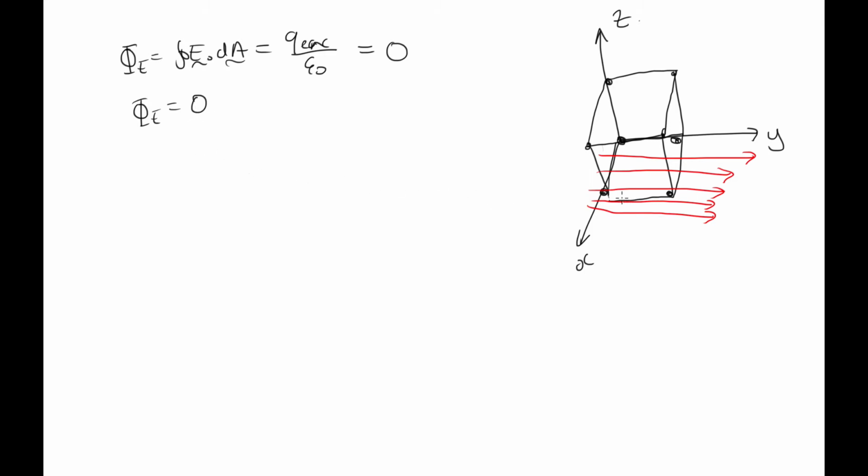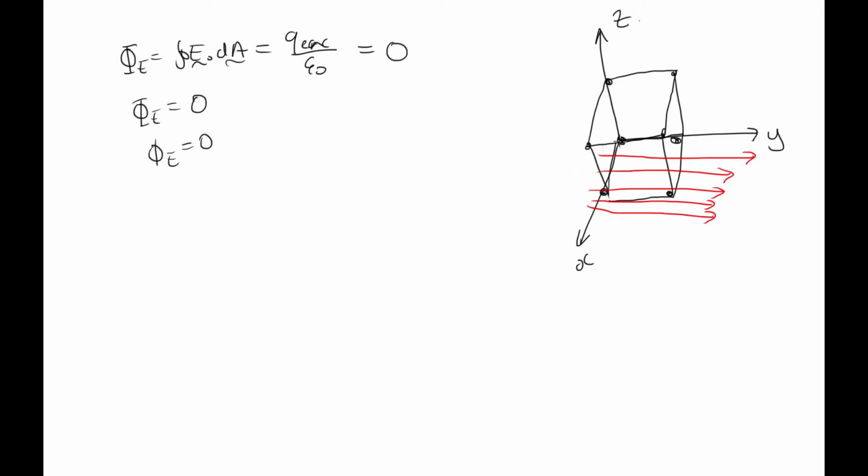So the next side we're asked about is (2,0,0), (2,2,0), (2,2,2), and then (2,0,2). So this side here. And again, you can see the electric field lines are parallel to this plane, so they're not actually cutting through it. So the electric flux for this side is also 0.